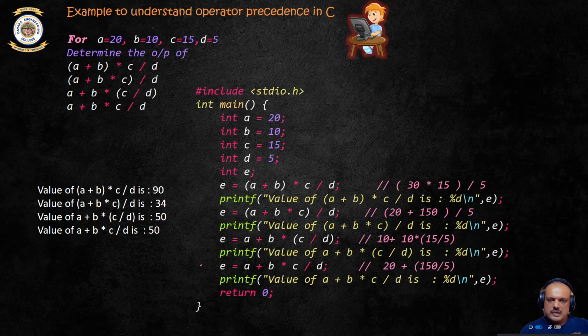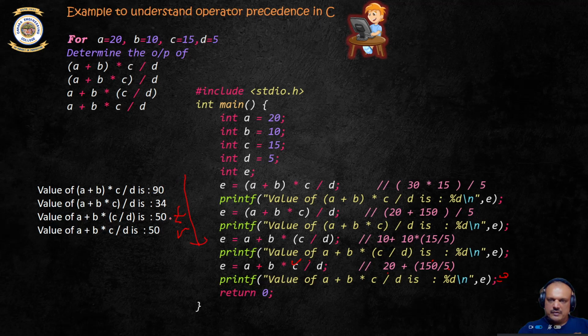So let's look into the last condition. It is a plus b into c divided by d. How does that get evaluated? Multiplication has the highest precedence, so b into c gets evaluated first, and that becomes 150. Then division has higher precedence than addition, so 150 divided by 5 becomes 30, and 30 plus 20 becomes 50. So 50 gets printed out there, and that is how you get this as your output.